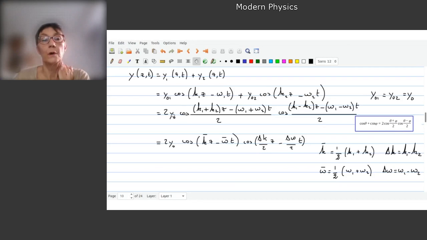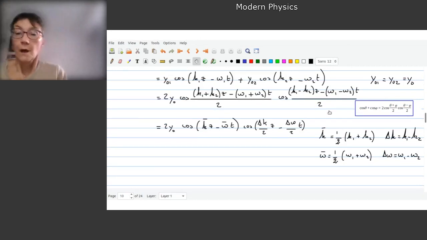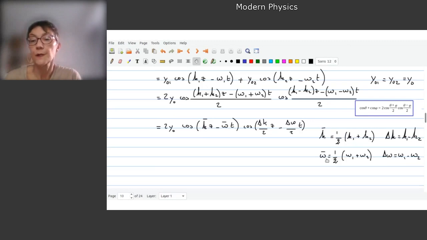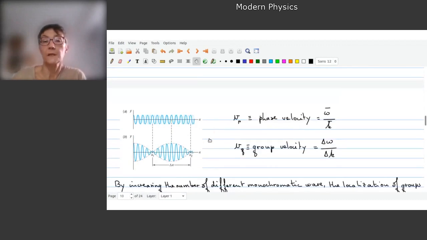We have 2 y naught, cosine of the sum, and here cosine of the difference. We can write it as the product of two cosines. Here we have k bar, which is the mean of the two wave numbers, k1 and k2. Same thing for omega bar, and here we have delta k, which is the difference. And you probably remember from your lectures on classical mechanics that what you obtain is a beat.